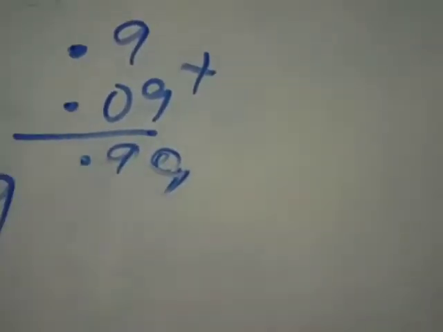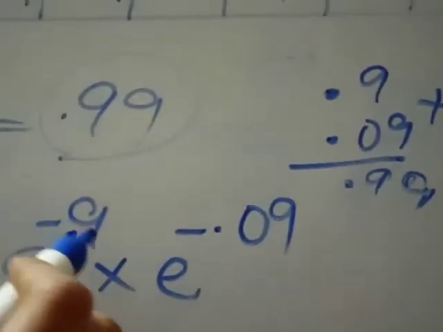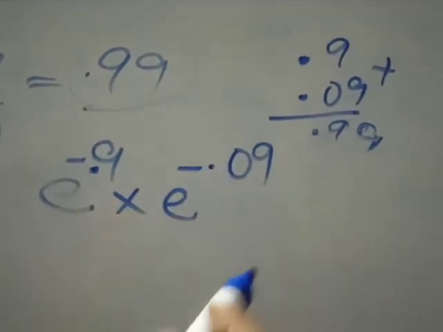Okay, so you have to calculate the value of e raised to minus 0.9 and e raised to minus 0.09. How will you get this 0.9 value?